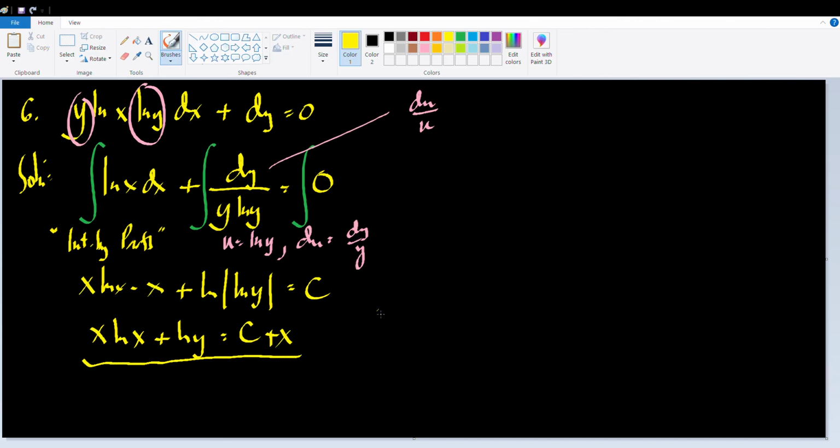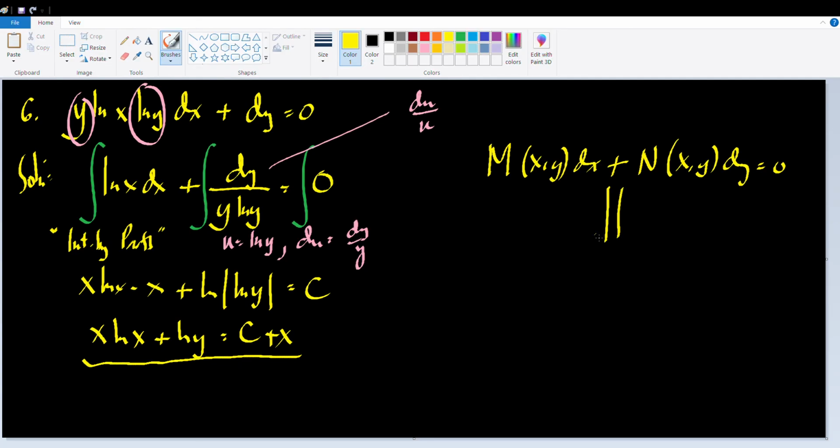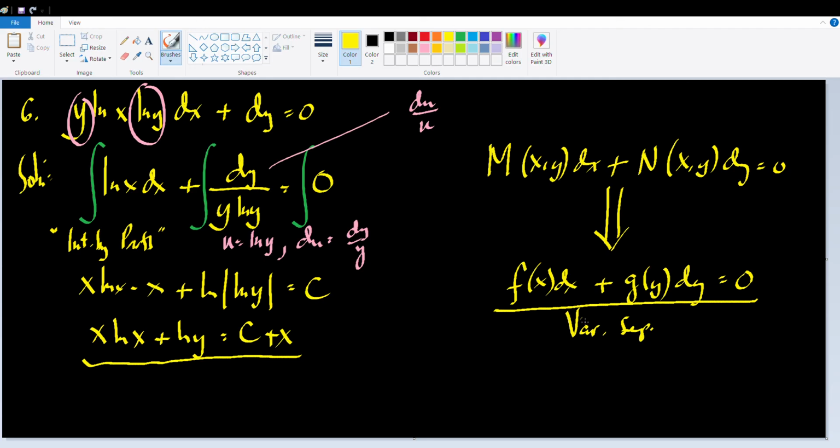So that's it. The only thing we have to do, given the differential equation of order 1, M of x, y dx in the standard form plus N of x, y dy equal to 0, if we can transform this into f of x dx plus g of y dy equal to 0, then the variables are separable. And we can easily get the solution by just evaluating both sides of the equation. Okay?